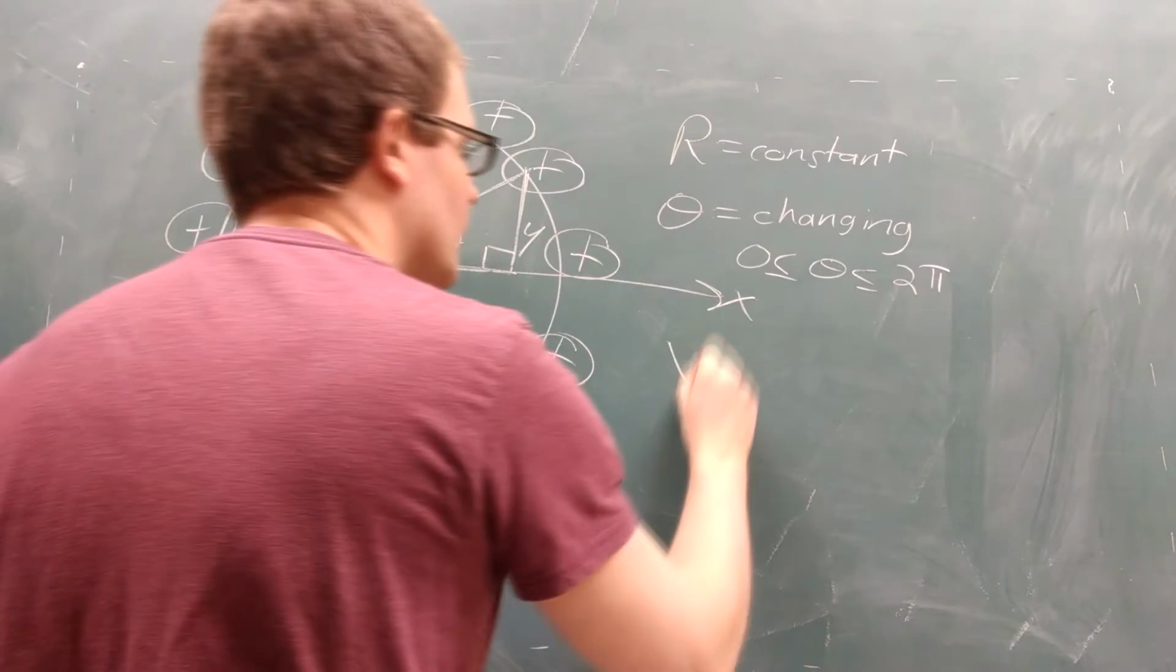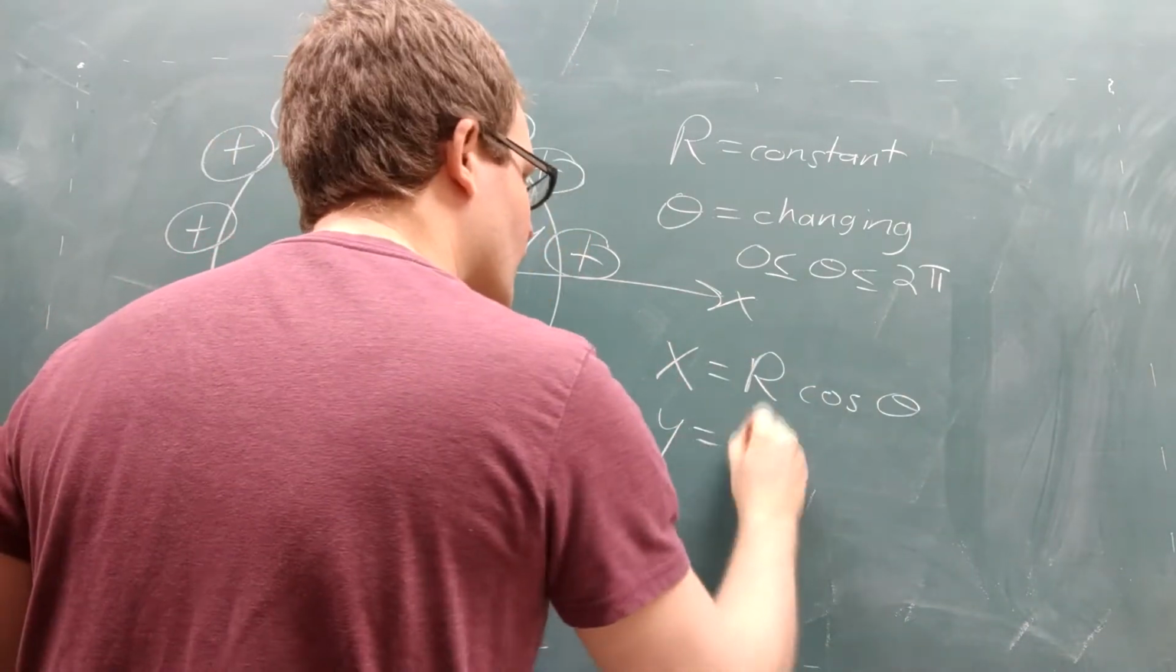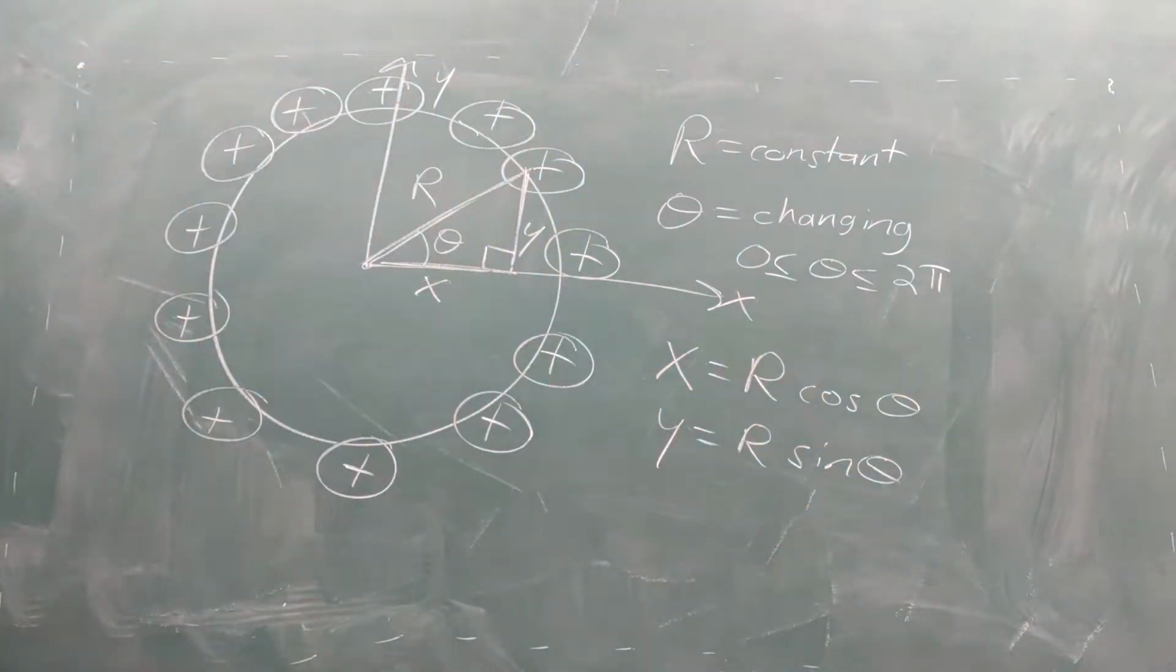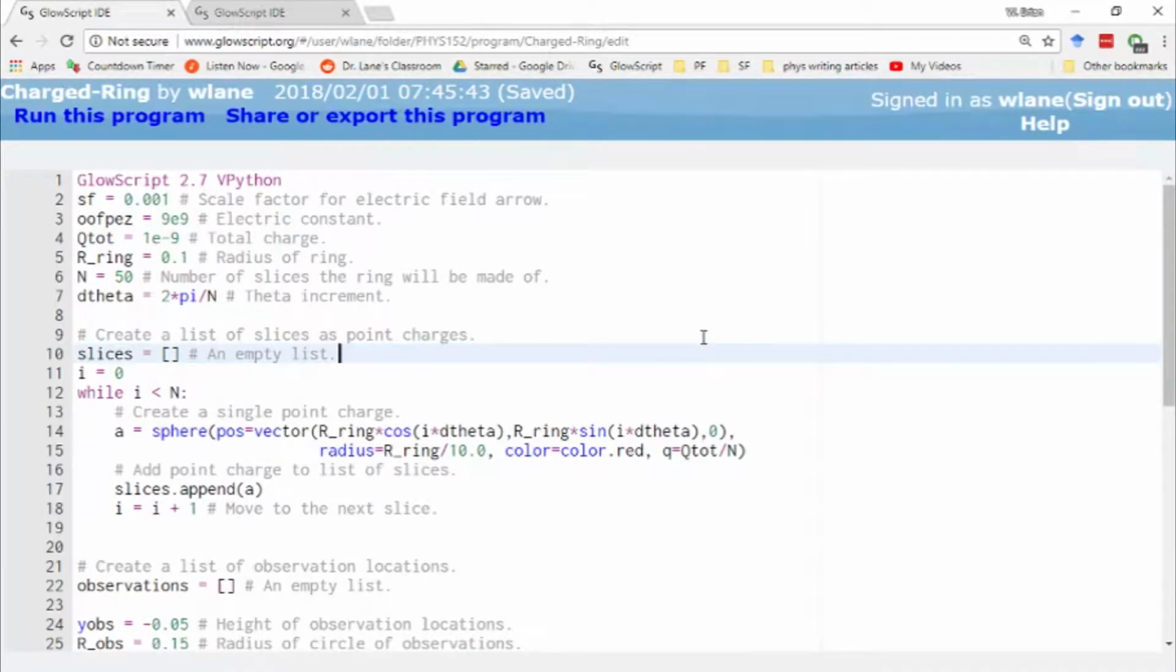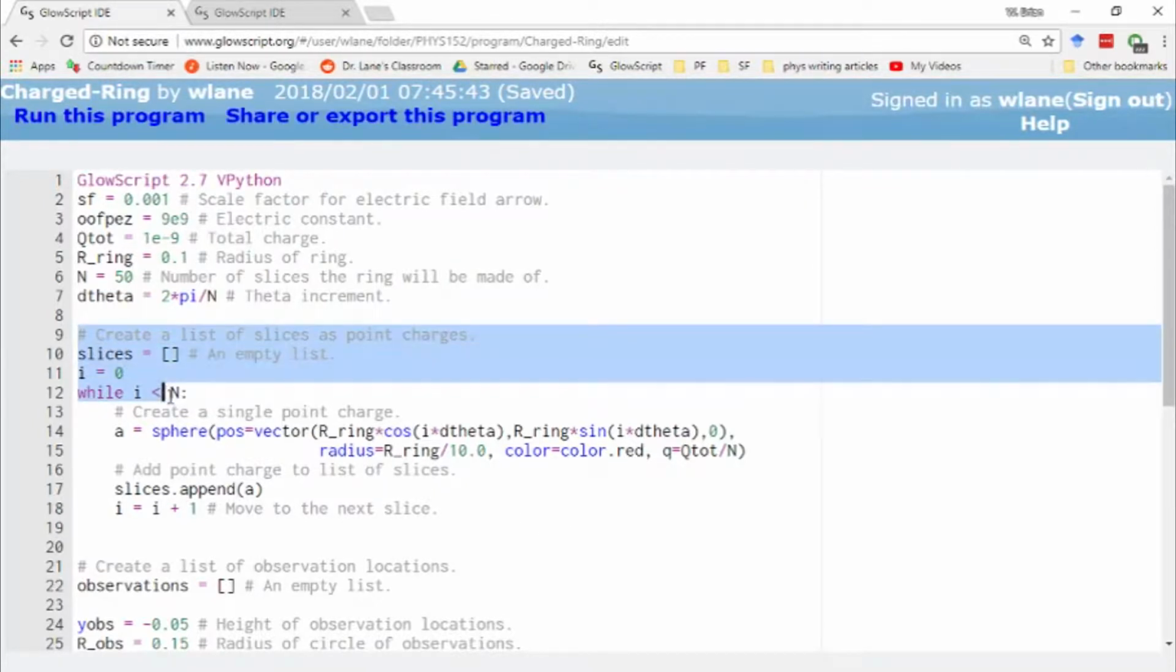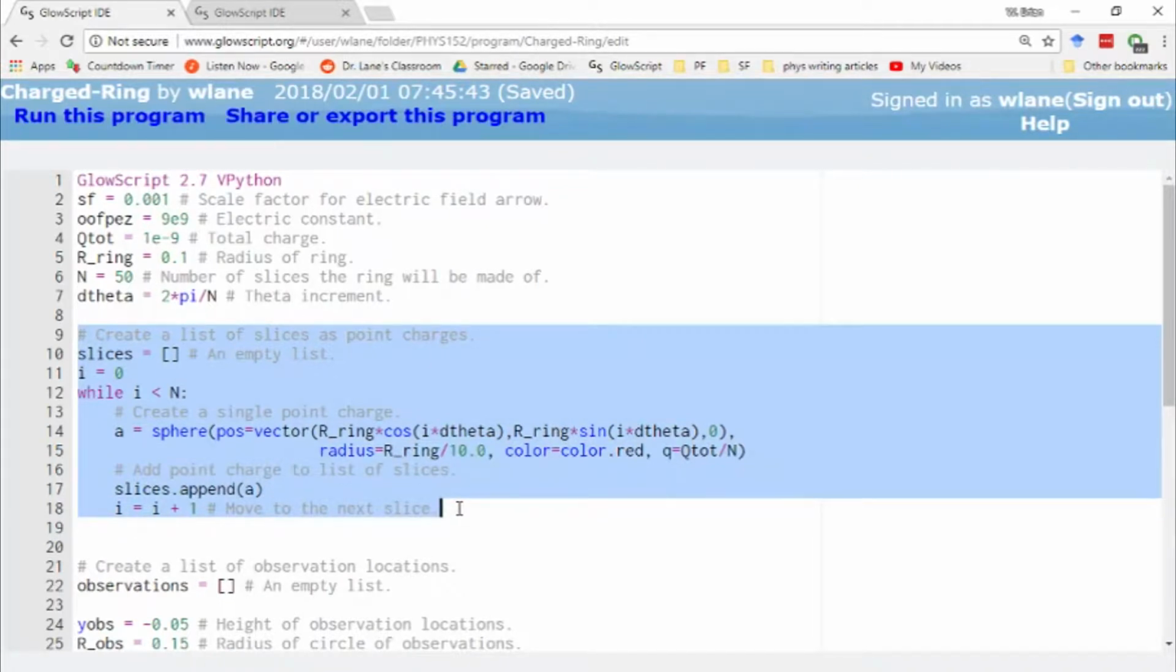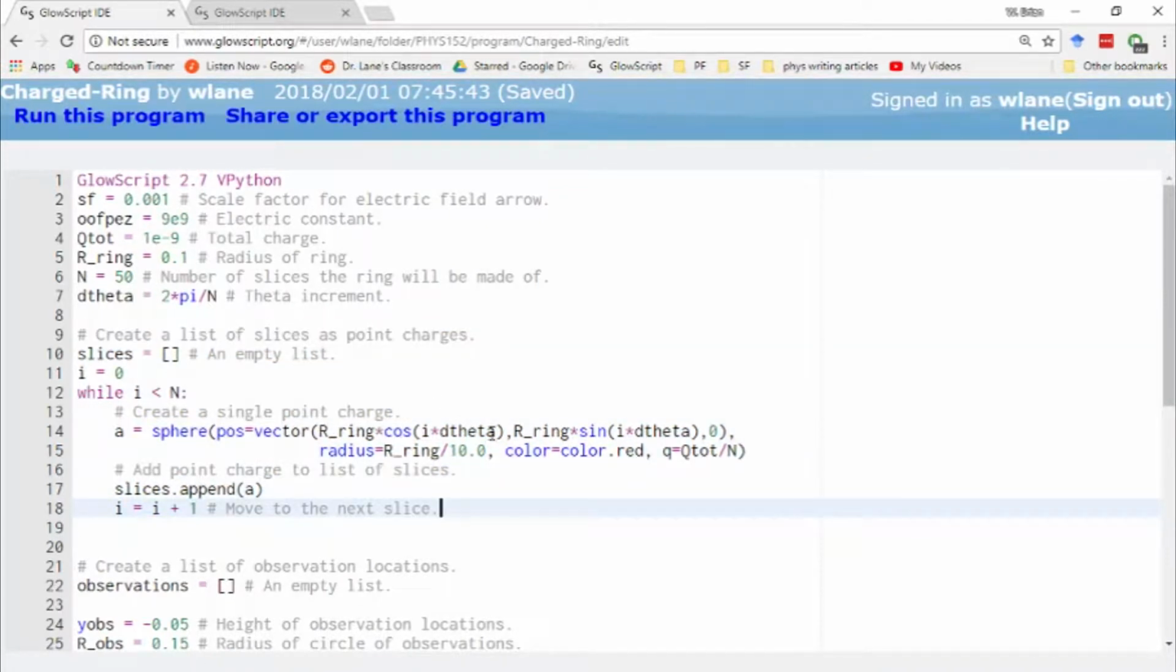Working out a little trig, we see that X is R times the cosine of theta, and Y is R times the sine of theta. So to program our model of the charged ring, we just have to take our code for the charged rod and change the geometry of the point charges. So like we saw in the intro, we're going to be going around in a circle, which means we're going to be changing this value for theta, the angle.